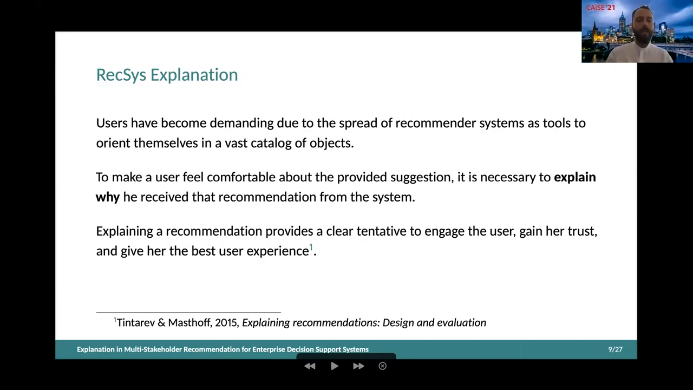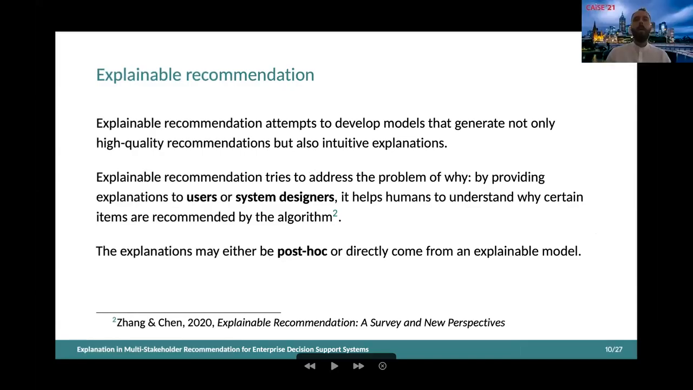Today, users have become demanding due to the spread of recommender systems as a tool. Explaining a recommendation is a clear attempt to engage the user, gain her trust, and give her the best user experience. Explainable recommendation attempts to develop models that generate not only high quality recommendations, but also intuitive explanations. Explainable recommendation tries to address the problem of why.